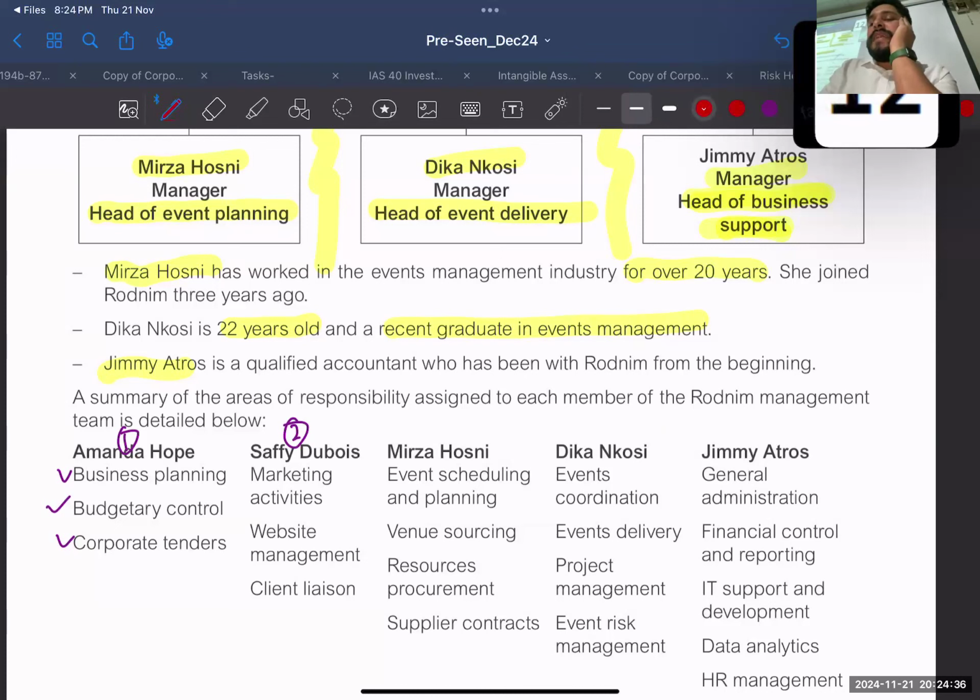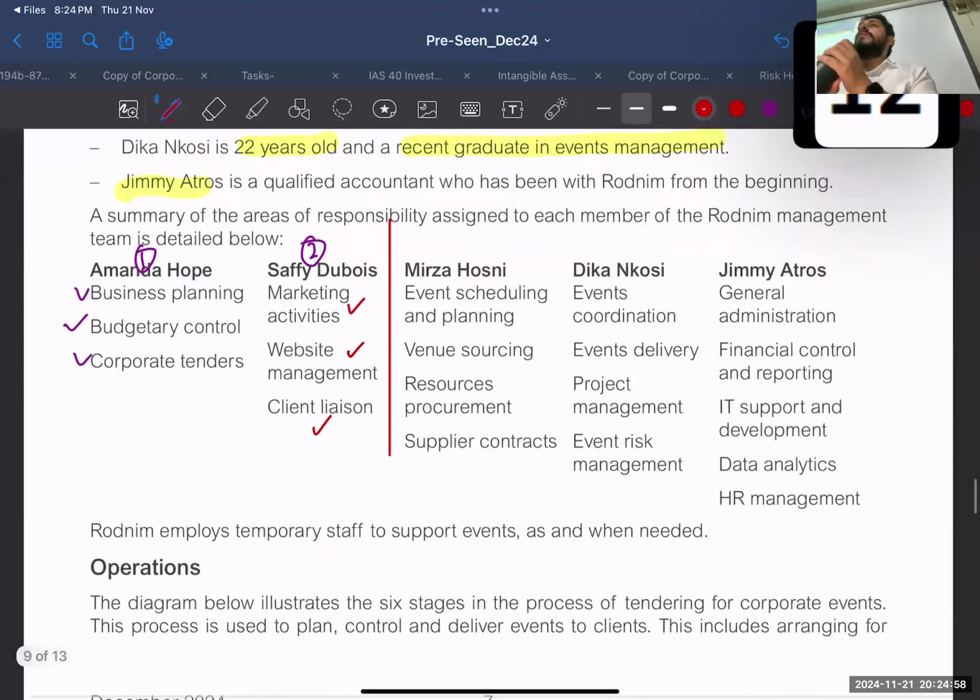Secondly, the second director is going to look after the marketing activities. He's going to look after the website management. He's going to look after the client relationship. That is the communication between the client and the event management company. Good. So till here, we are being given the information of the directors. Now, let's see how managers work.